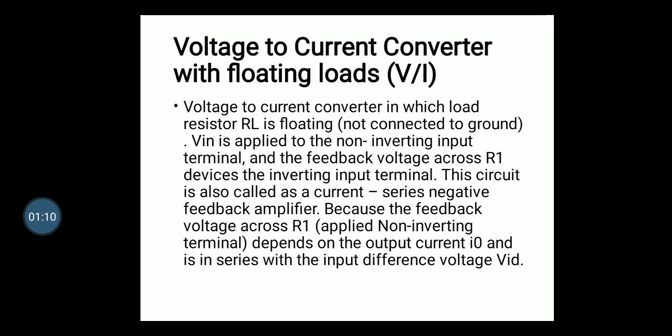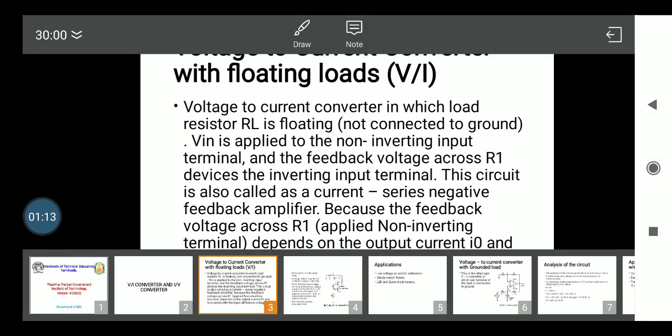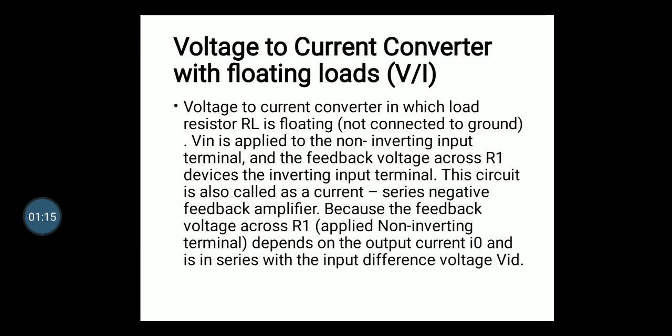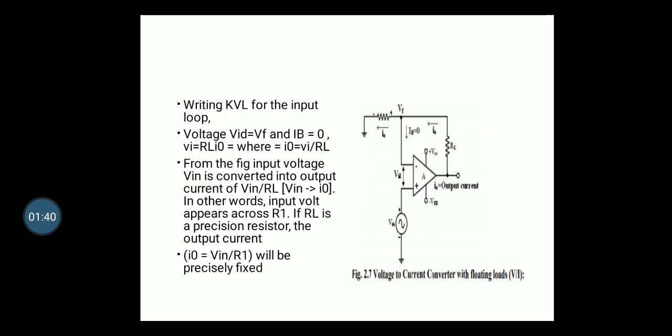VI converter with floating load: the load resistor RL is floating, not connected to ground. Vin is applied to the non-inverting input terminal and the feedback voltage across R1 drives the inverting input terminal. This circuit is also called a current series negative feedback amplifier because the feedback voltage across R1 depends on the output current I0 and is in series with the input difference voltage VID. So this is the voltage to current converter with the floating load.